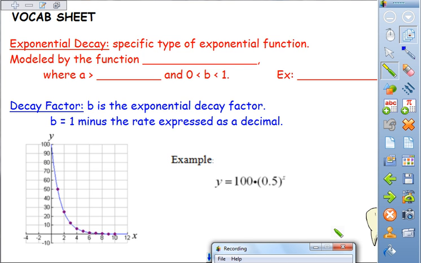Here is part 2 of lesson 7.7 for Algebra 1. We're going to focus on exponential decay.